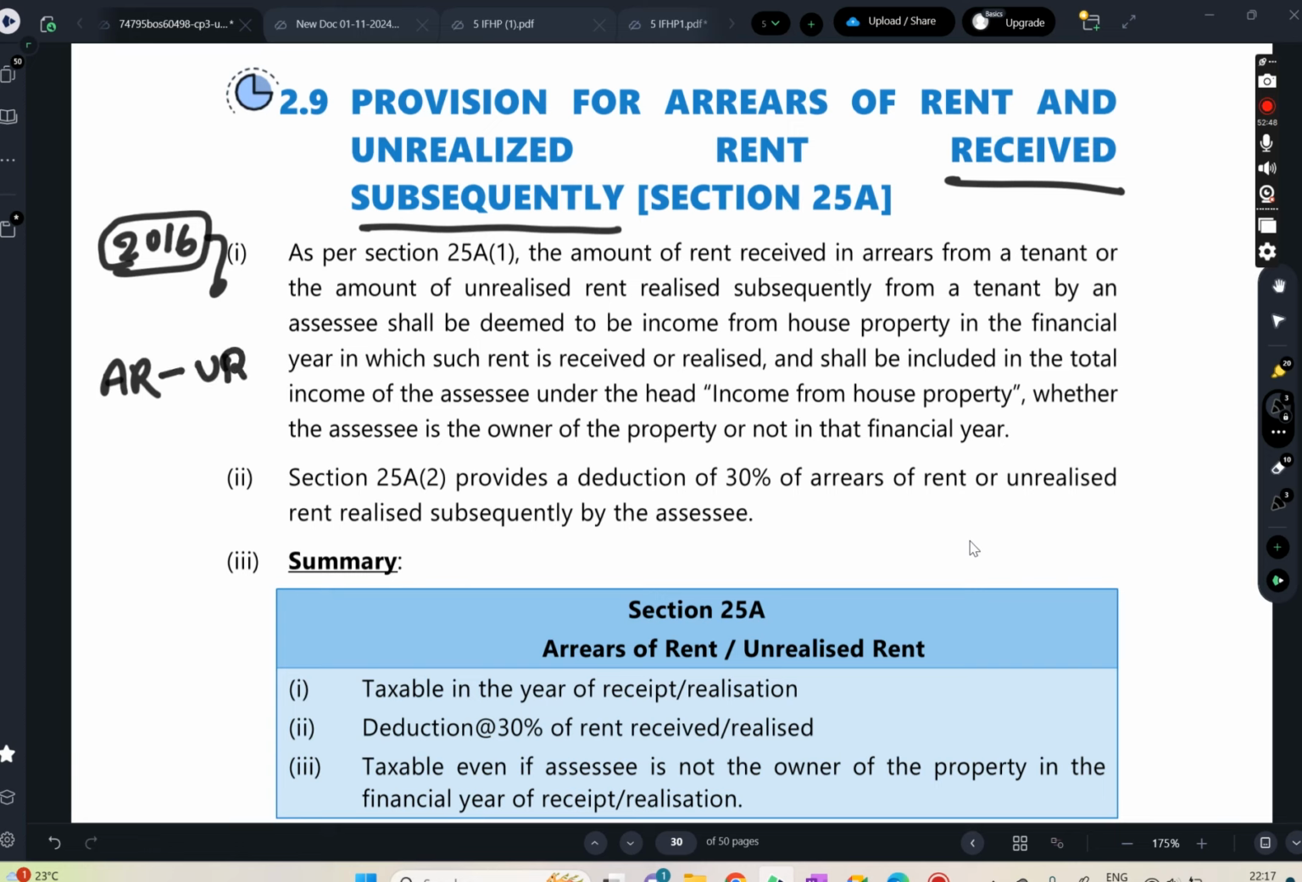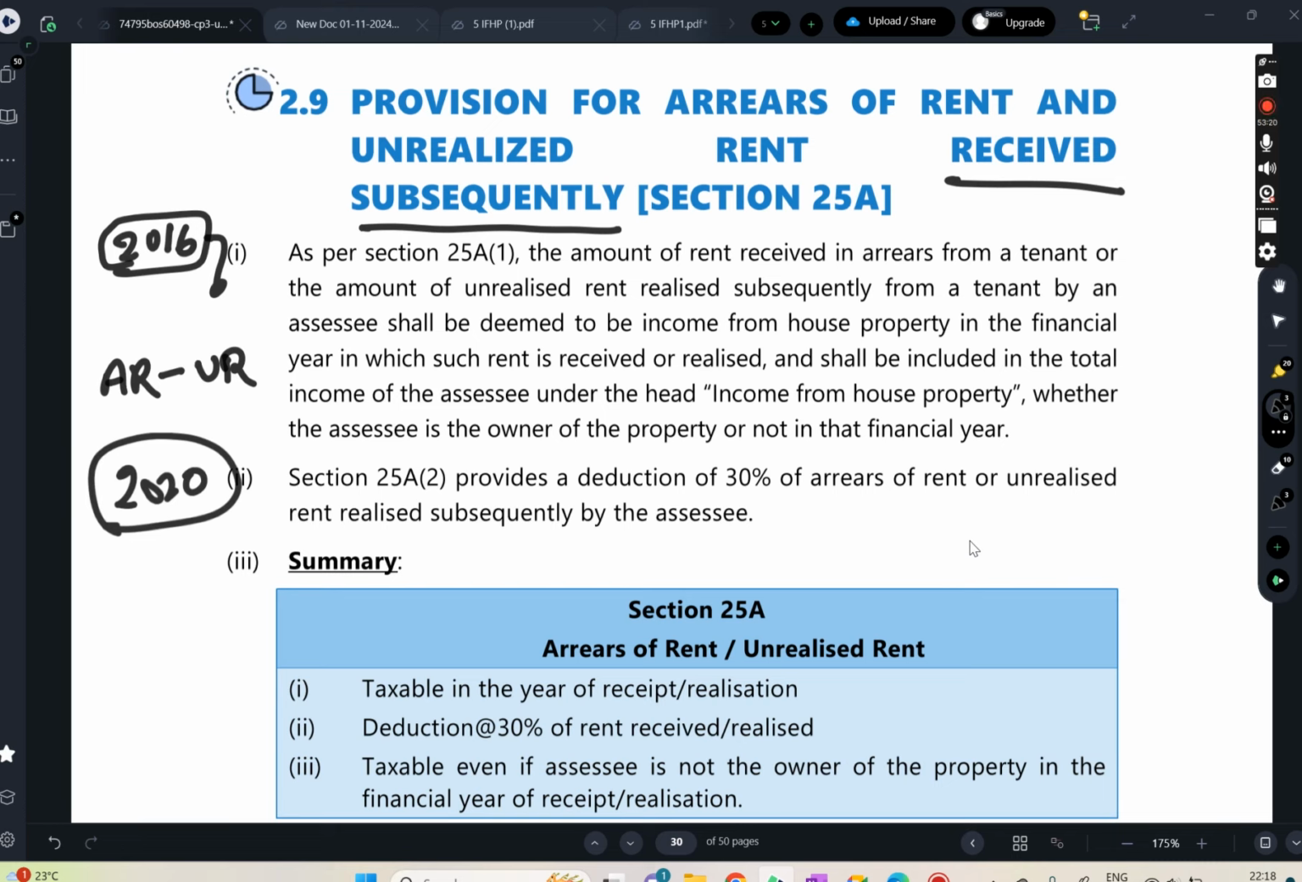What is that? Actual rent minus unrealized rent, or another method, GAV minus unrealized rent, right? So to that extent he would not have paid the taxes. The assessee would have claimed the benefit of not paying the taxes. Whatever money he did not receive, to that extent he would not have paid the taxes in 2016. Later in 2020, suddenly that guy changed his mind and paid that money.